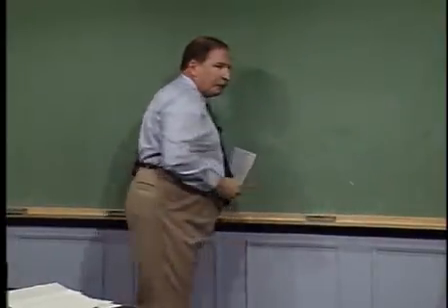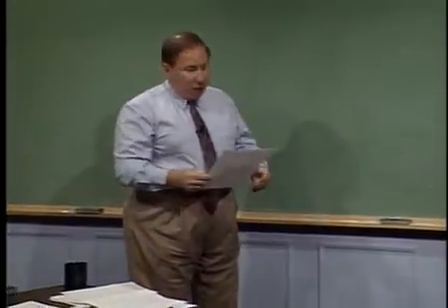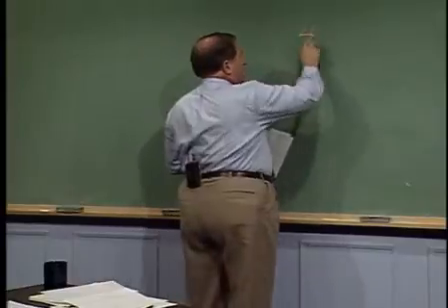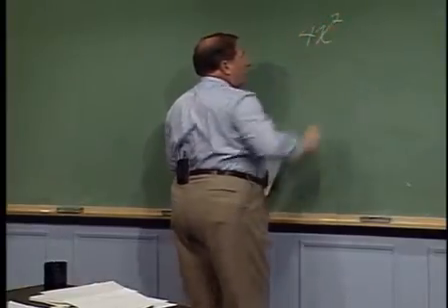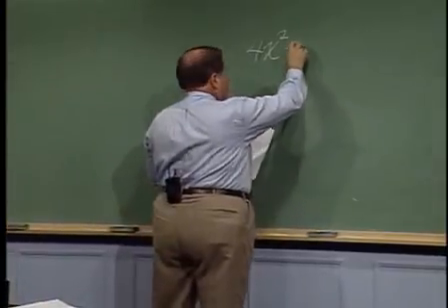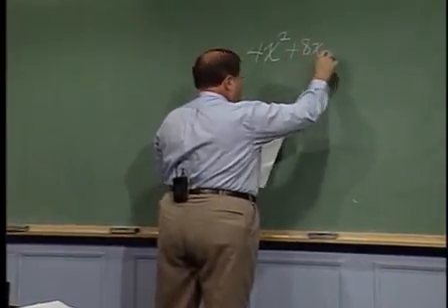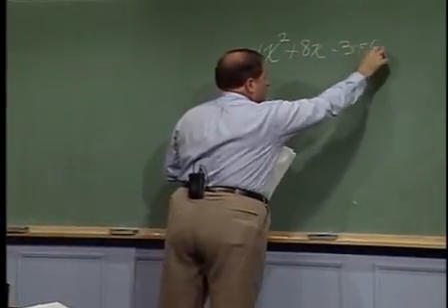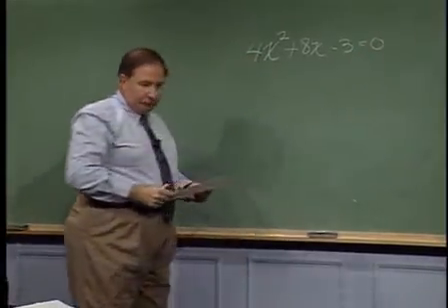Erase this here. This problem is going to have a little extra added attraction to it because it has a number other than 1 in front of the x squared. 4x squared plus 8x minus 3 equals 0. Okay?